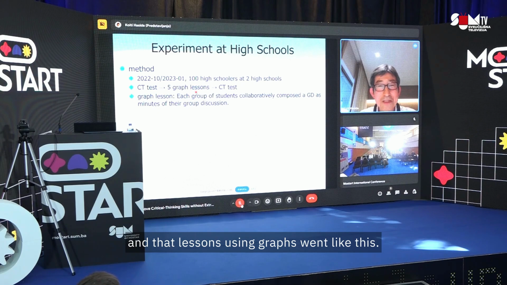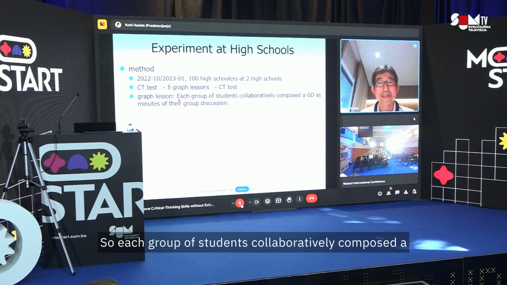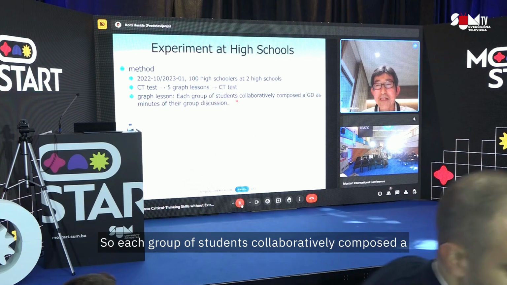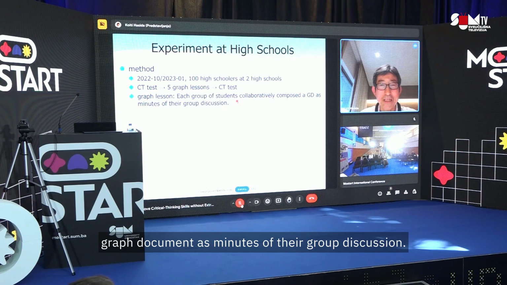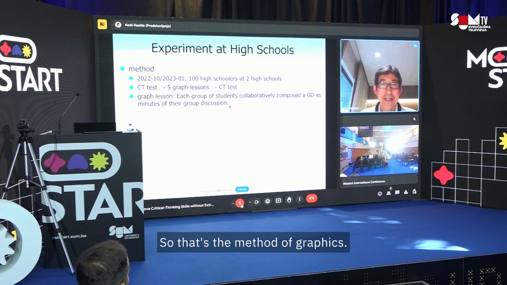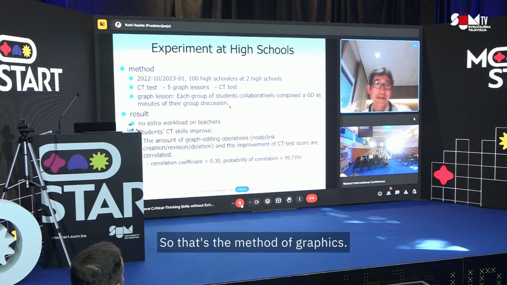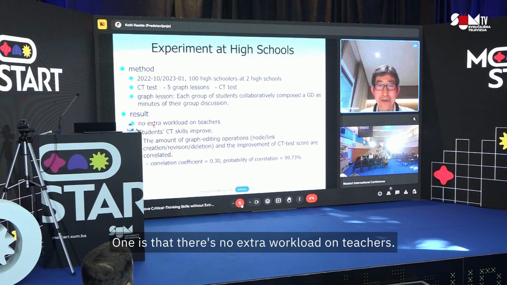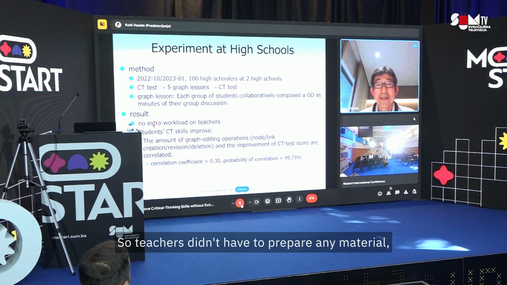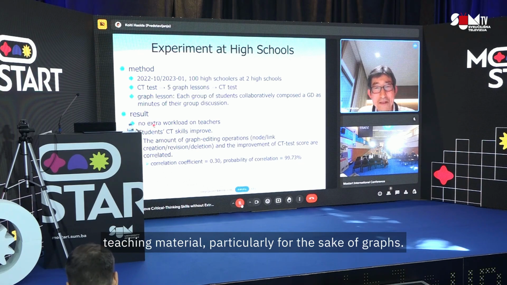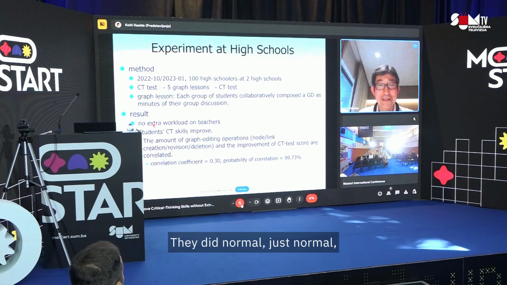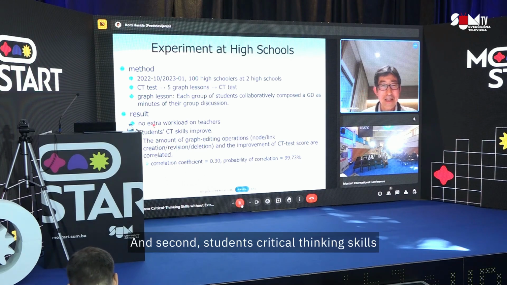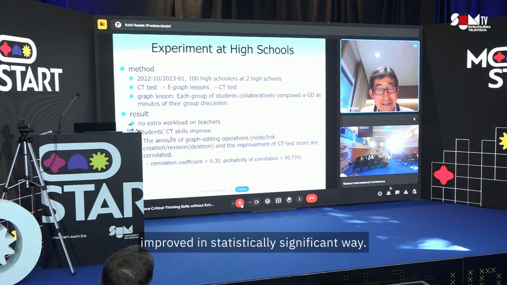The lessons using graphs went like this. Each group of students collaboratively composed a graph document as minutes of their group discussion. That's the method of the graph experiment. And the result is twofold. One is that there is no extra workload on teachers. Teachers didn't have to prepare any teaching material particularly for the sake of graphs. They did normal teaching as before. And second, students' critical thinking skills improved in a statistically significant way.